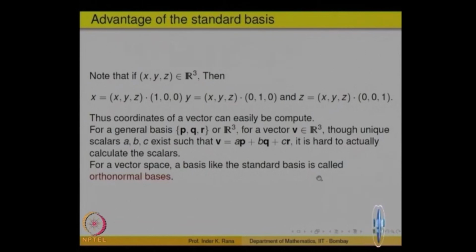Such a basis is normally given a name: it is called an orthonormal basis. Each vector is normal, that means standardized, its length is equal to 1, and they are orthogonal to each other. So, the two are combined as orthonormal, right. So, the standard basis of R2 or R3 is an example of an orthonormal basis. We will define it formally also, right.